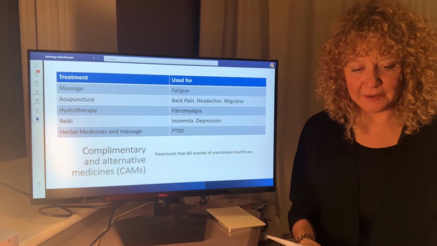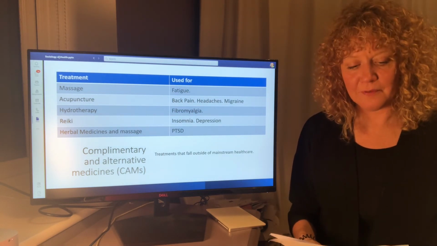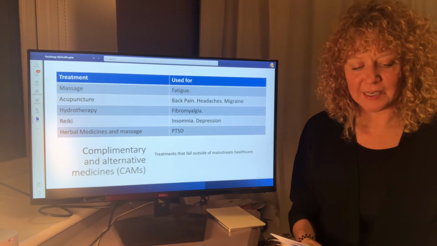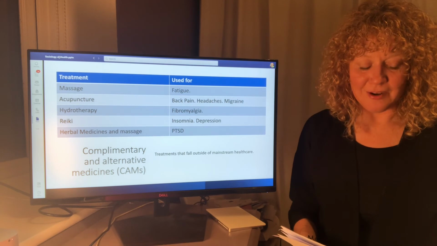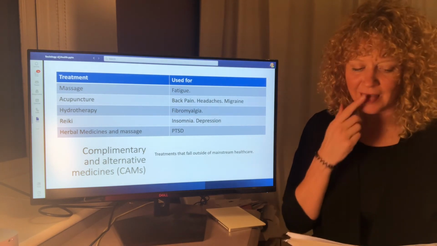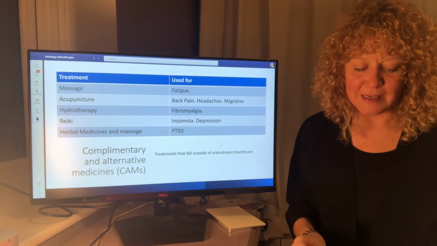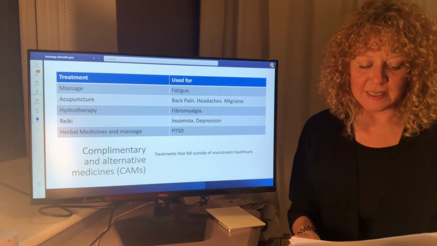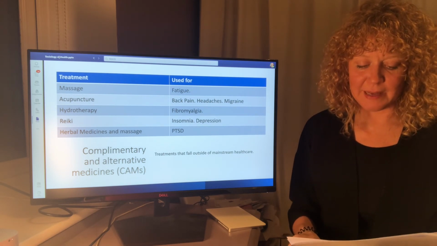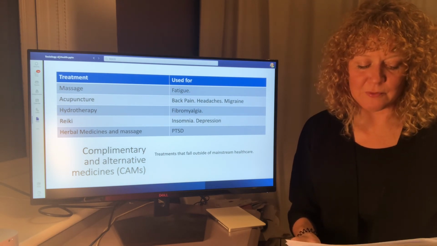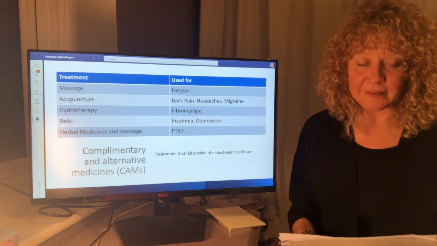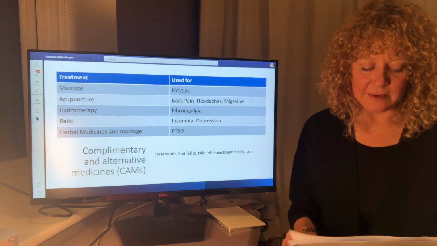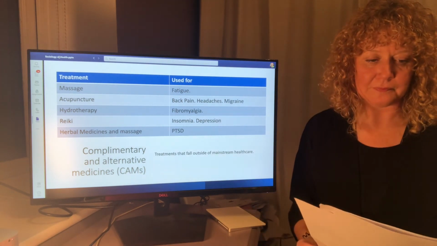Massage for fatigue, acupuncture for back pain, headaches, migraines, hydrotherapy for fibromyalgia, Reiki for insomnia and depression, herbal medicine for PTSD. Research carried out to identify CAM therapies' main users found more than half the population use some alternative therapy. Athletes, terminally ill patients, specific culture groups.